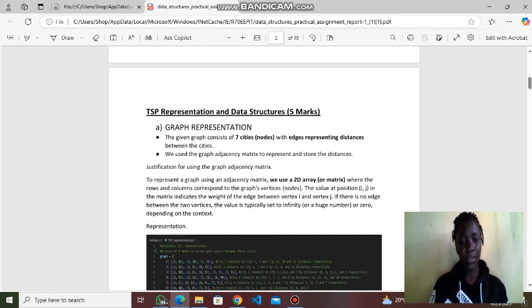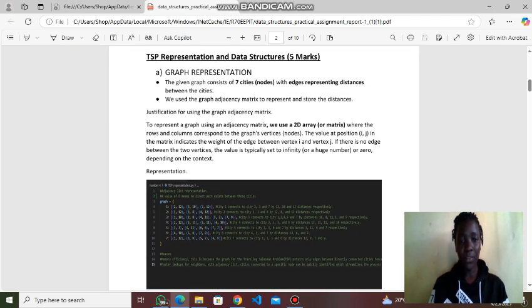Then we used the graph adjacency matrix to represent and store the distances. Before I continue, when I talk about the adjacency matrix, it's basically a square 2D array, where rows and columns represent cities or nodes, and cell values represent the distance between the cities.